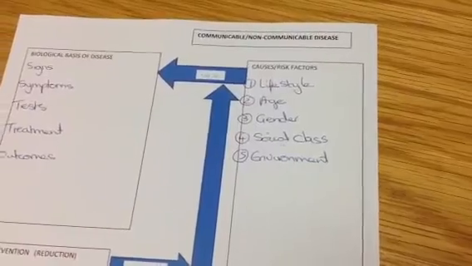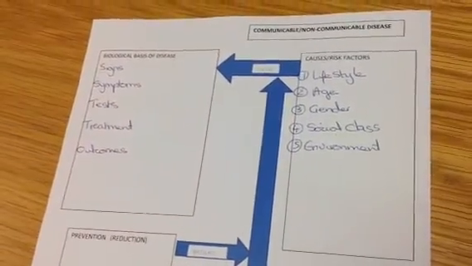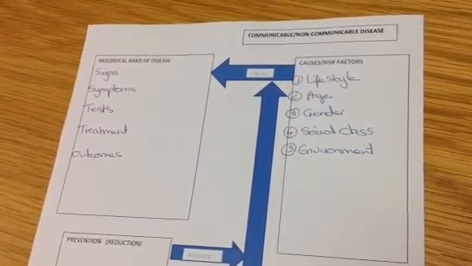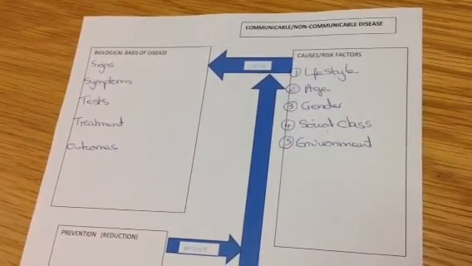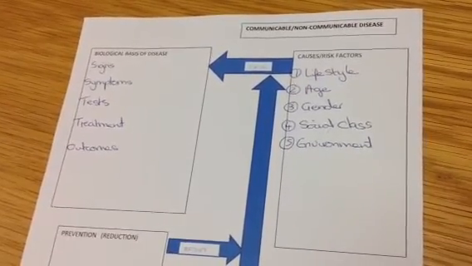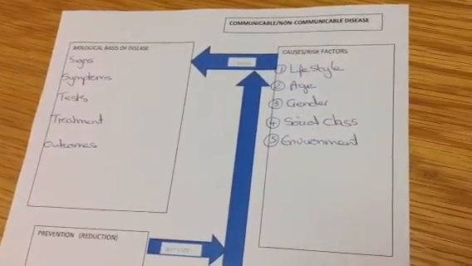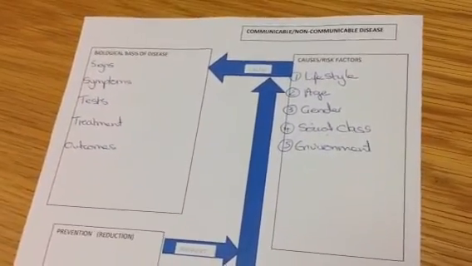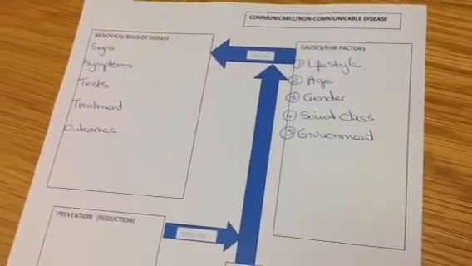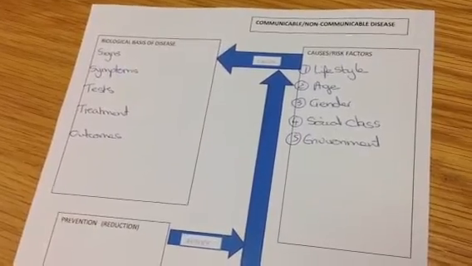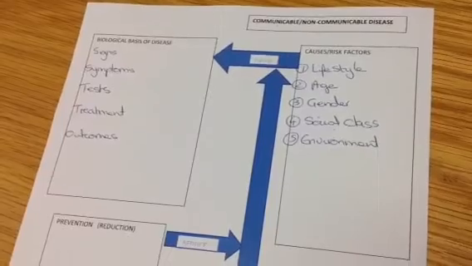In terms of causes or risk factors linked to our diseases, we can put them under 5 headings and we can look at how they would impact on our disease. So lifestyle. Linking with lifestyle, we could talk about whether someone's healthy in terms of their diet or their exercise. Do they smoke? Do they drink? Do they take drugs, prescription or recreational or illegal drugs?